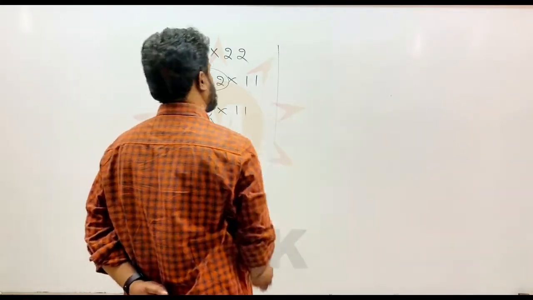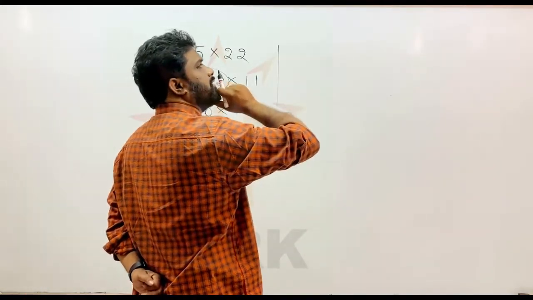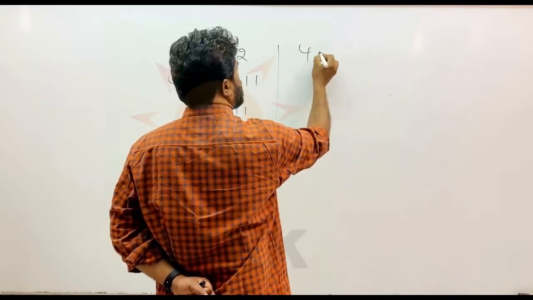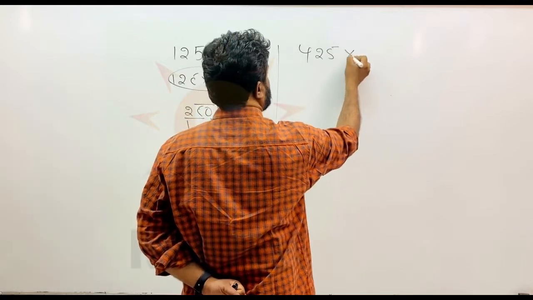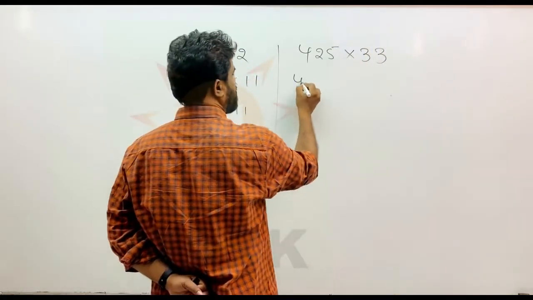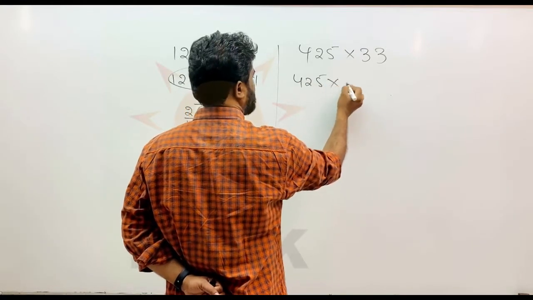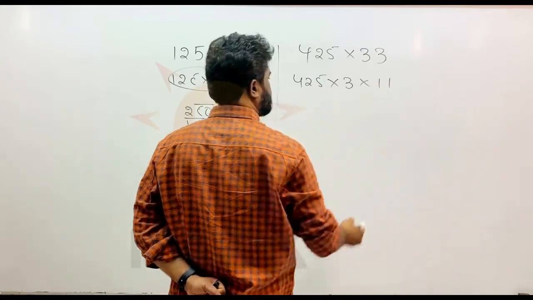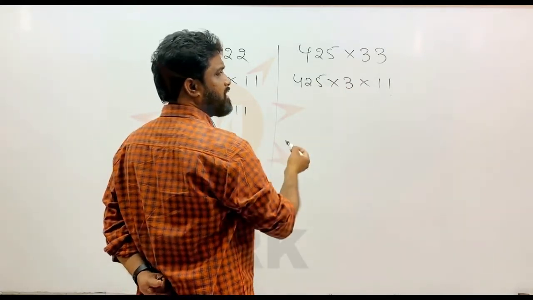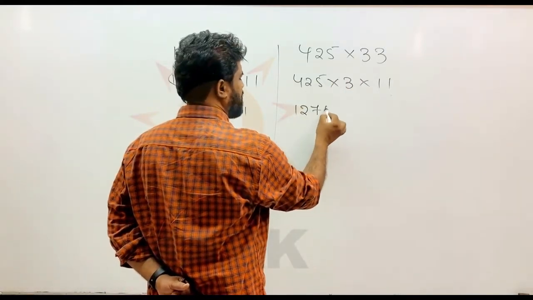Suppose they are asking you 425 into 33, some random multiplication I have taken. Immediately you should take it like 425 into 3 into 11. So what is 425 into 3? 400 into 3 is 1200, so 1275 into 11.